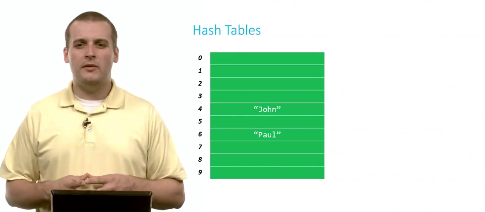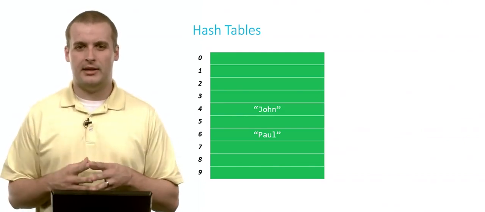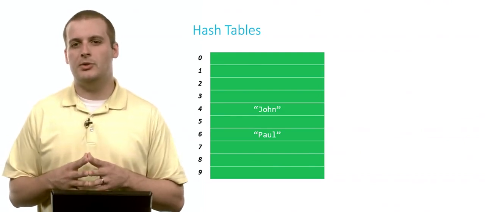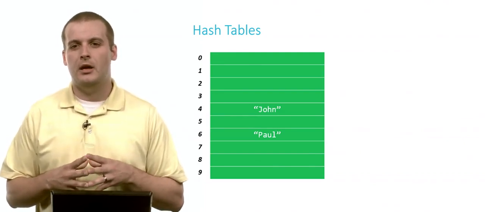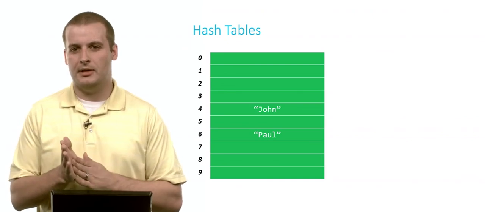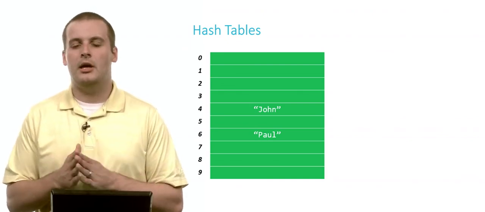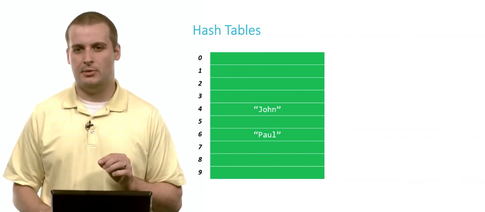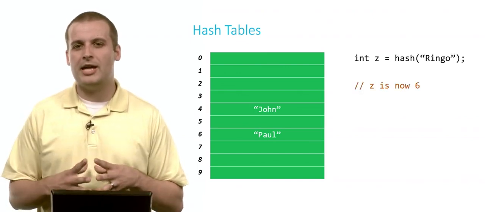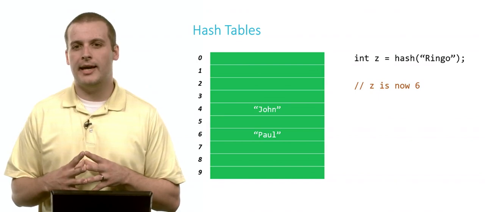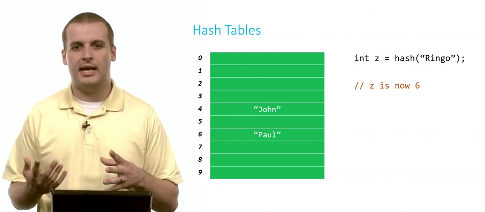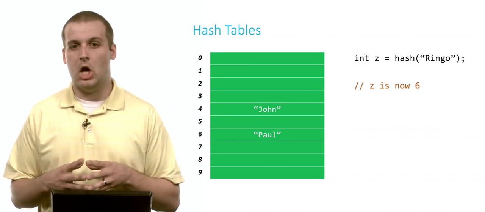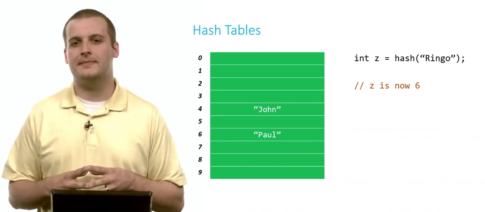OK, so let's revisit this hash table for a second. This is where we left off after we inserted John and Paul into this hash table. Do you see a problem here? You might see two. But in particular, do you see this possible problem? What if I hash Ringo, and it turns out that after processing that data through the hash function, Ringo also generated the hash code 6.